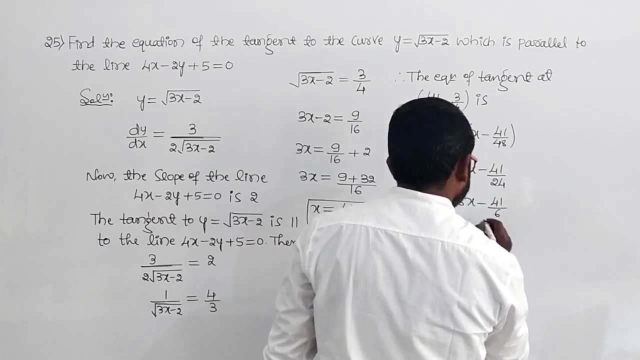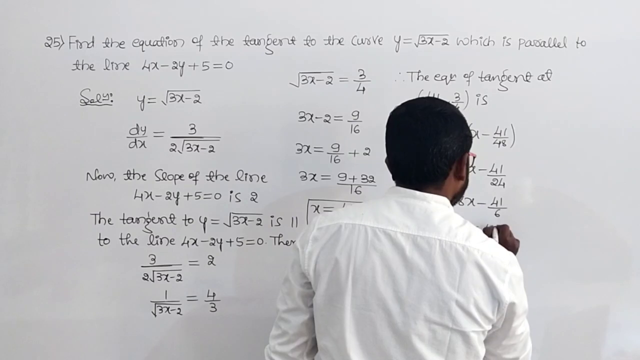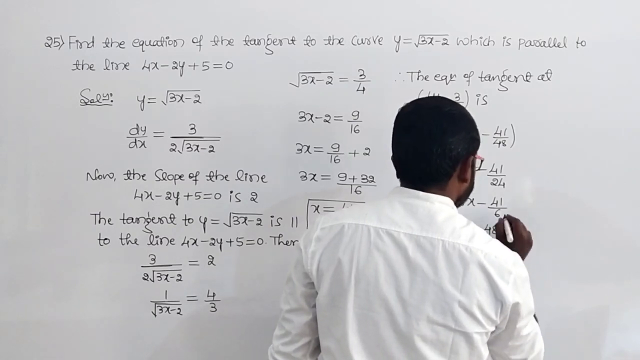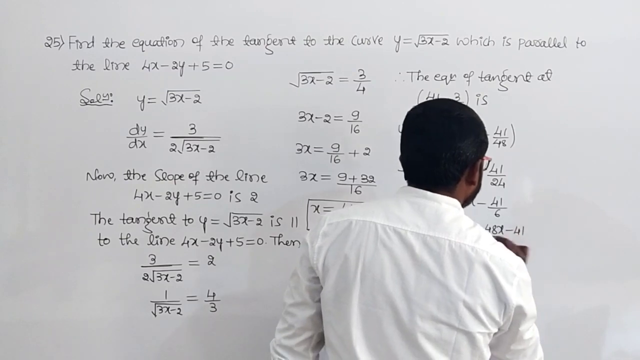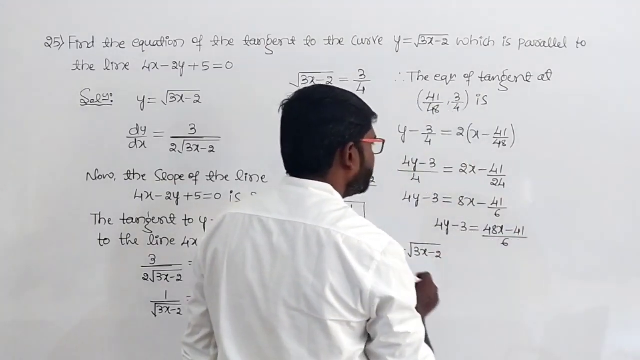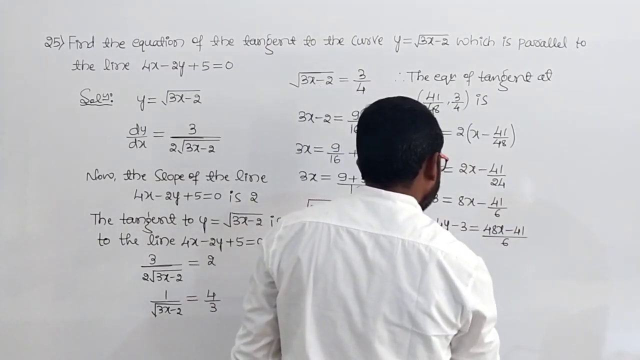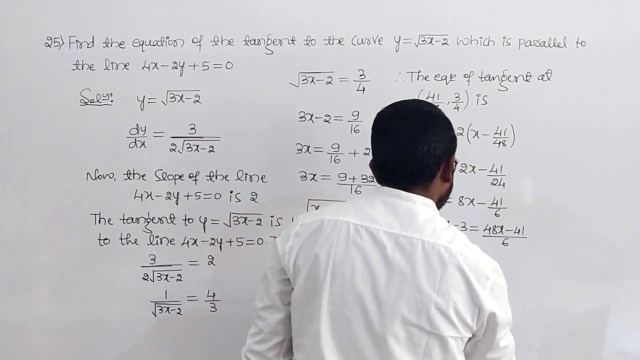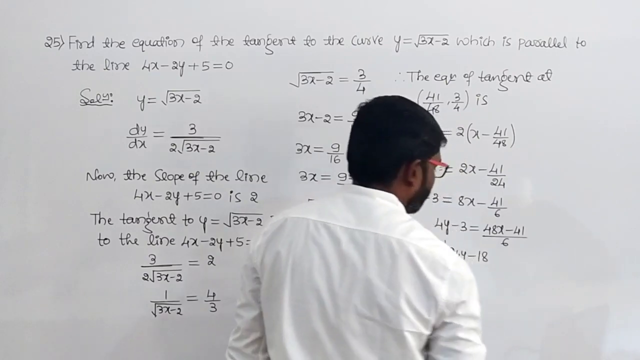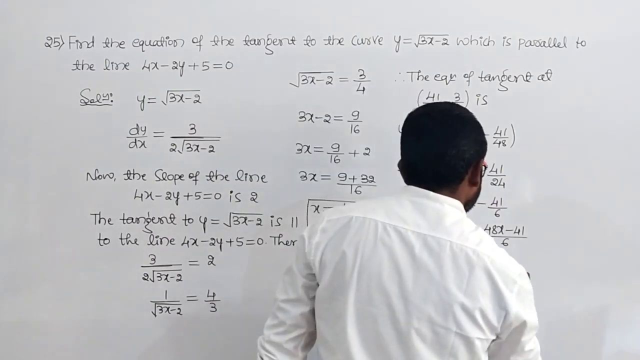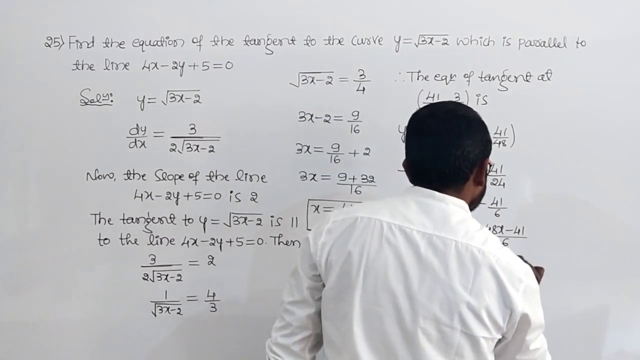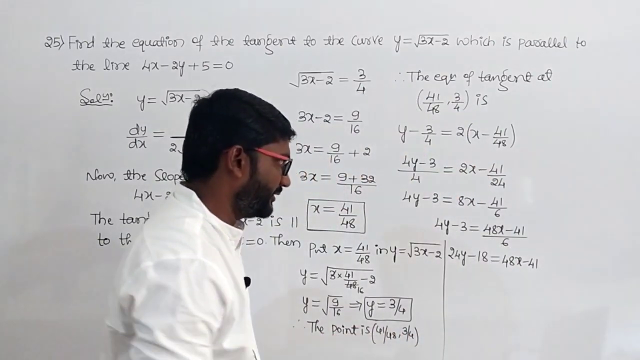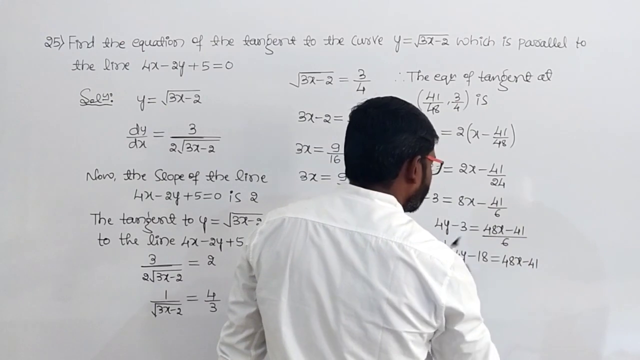Overall what do we have? We get 48x minus 41 divided by 6. So now 6 will be multiplied with this. So you get 24y minus 18 equals 48x minus 41. So now take these two terms to the left hand side.